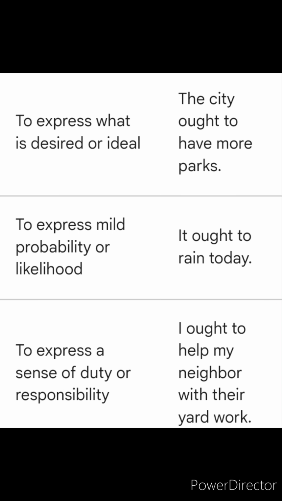To express what is desired or ideal: The city ought to have more parks. To express mild probability or likelihood: It ought to rain today. To express a sense of duty or responsibility: I ought to help my neighbor with their yard work.